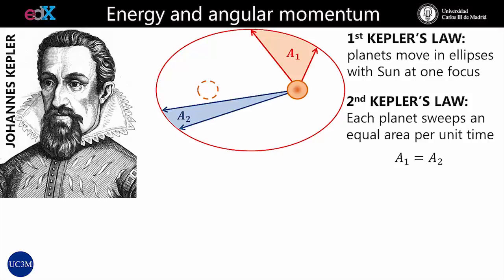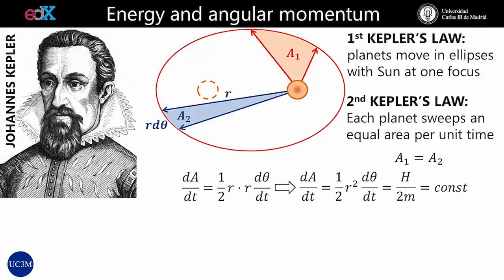Indeed, the area rate is given by the area of the elemental triangle of the figure swept in an infinitesimal amount of time. This rate is given by this expression over here. Clearly, using the definition of h, we can write it like this. And therefore, the area rate is constant.